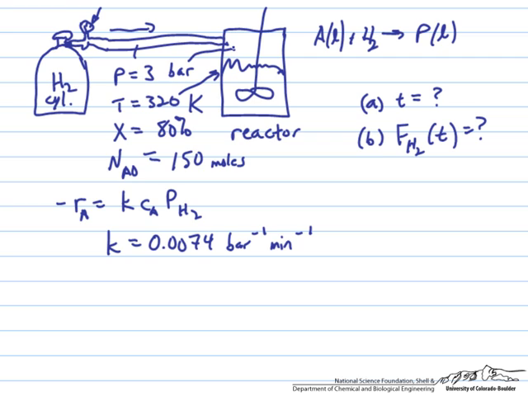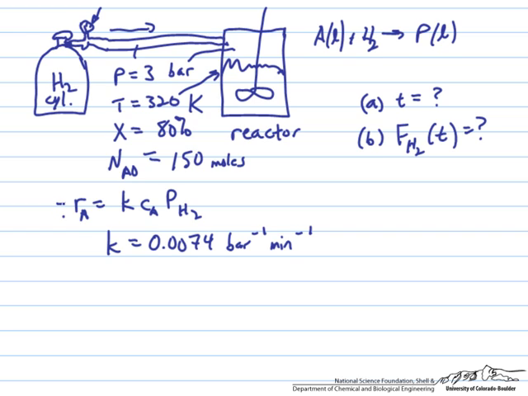All right, we're given some other information about the conditions, so this temperature actually ends up being irrelevant in the way the problem is stated. The conversion to be achieved is 80%. We start with a set number of moles of A, of our reactant, of 150, and again we'll feed as much of the hydrogen as we need to consume that to a conversion of 80%.